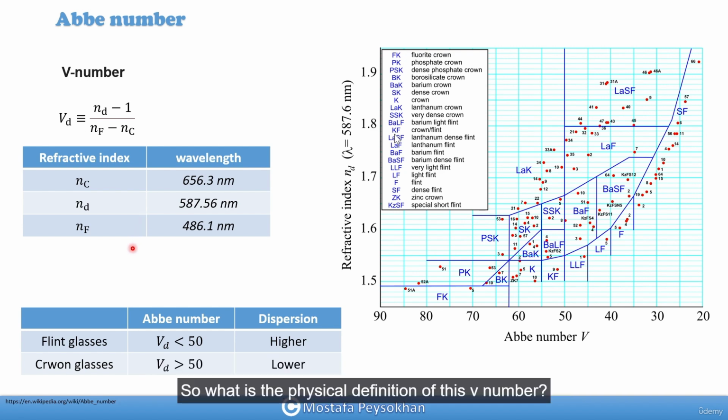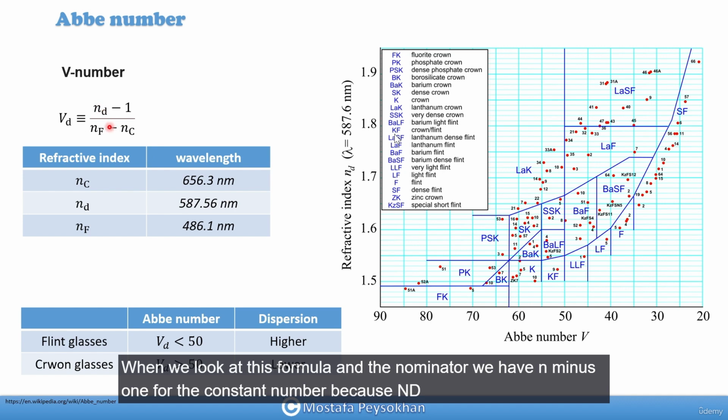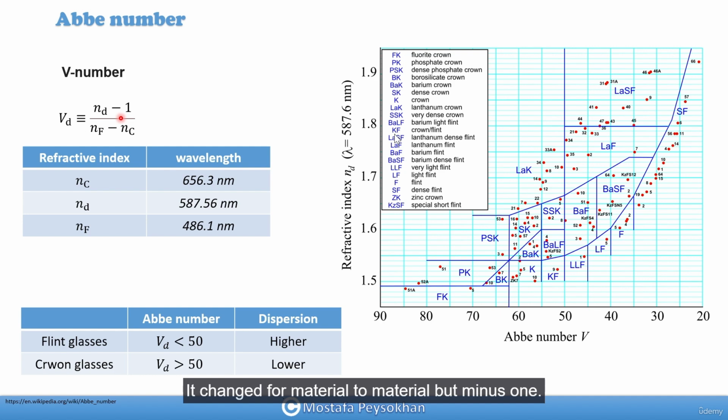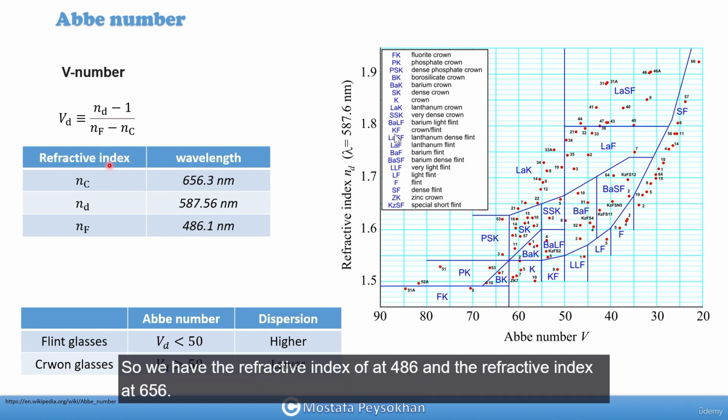So what is the physical meaning of this V number? When we look at this formula, in the numerator we have Nd minus 1, a pretty constant number. Nd is a constant number, it changes from material to material, but minus 1. But in the denominator, we have Nf at the 486 wavelength, and this wavelength for Nc is very far from that number, at 656. So we have the refractive index at 486 and the refractive index at 656. So we have a big range.